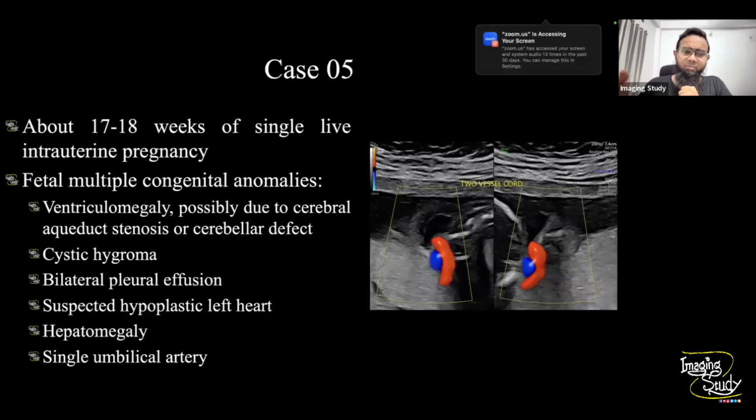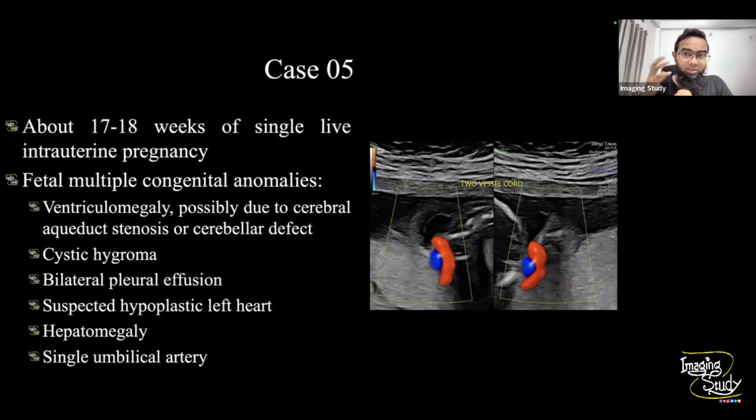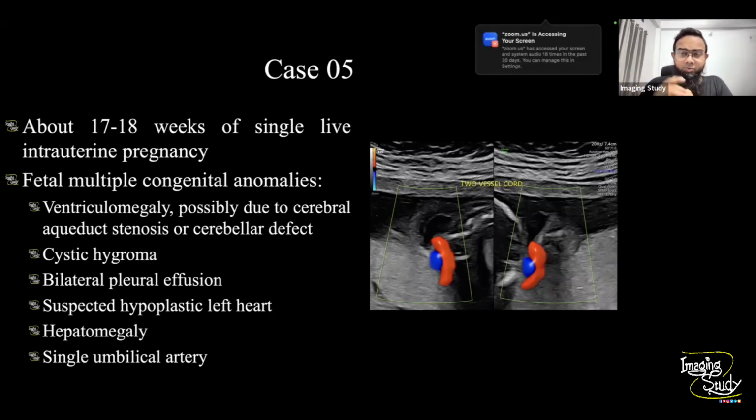We found ventriculomegaly, possibly due to cerebral aqueductal stenosis, with or without cerebellar defect. We are suspecting that there was cystic hygroma with skin thickening, bilateral pleural effusion. These two are enough to say a case of hydrops fetalis, and there was suspected hypoplastic left heart. There was hepatomegaly and single umbilical cord artery.